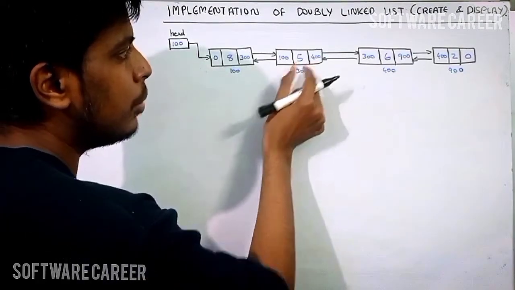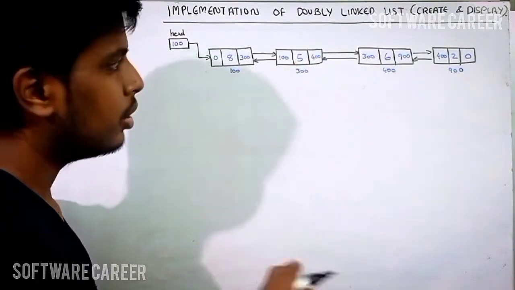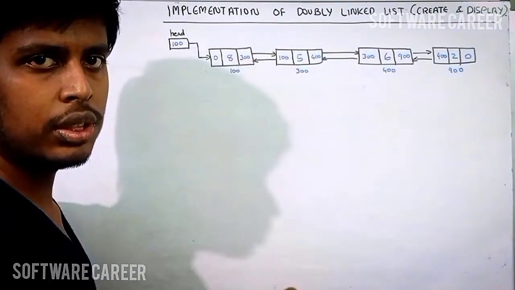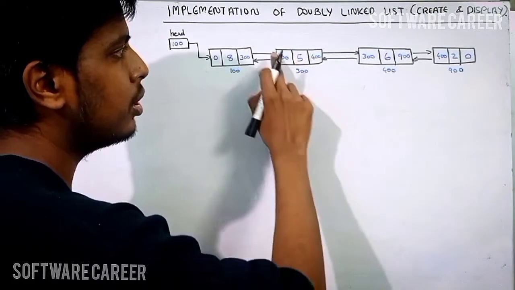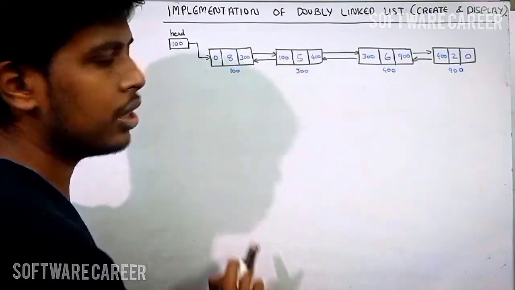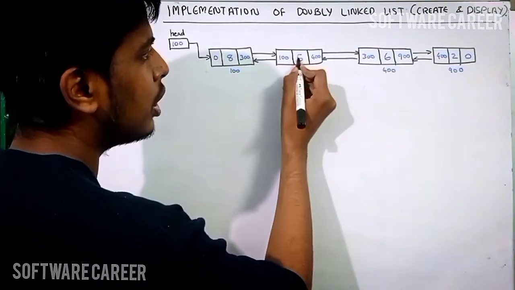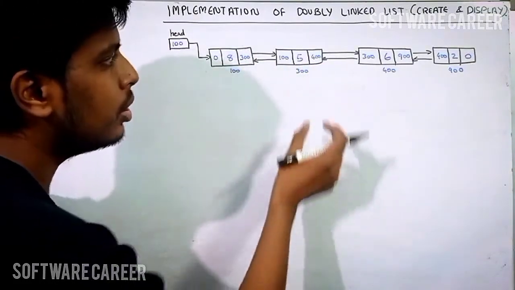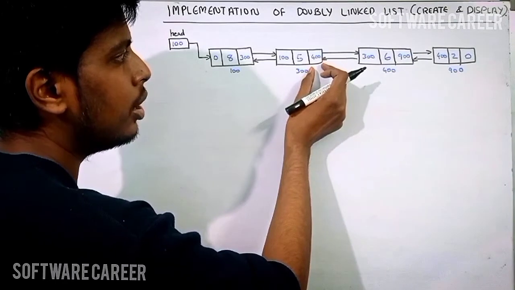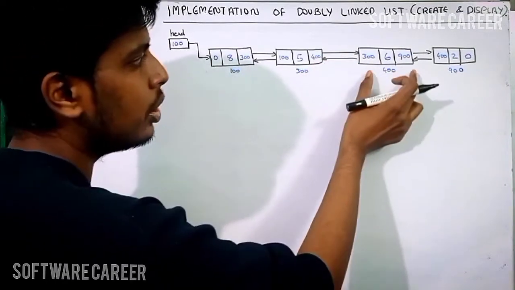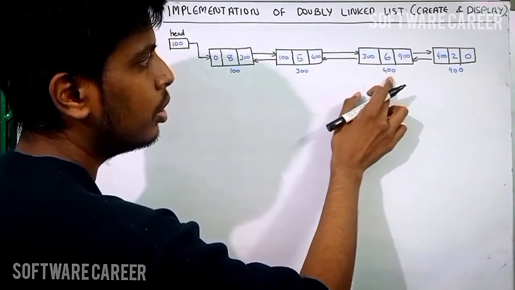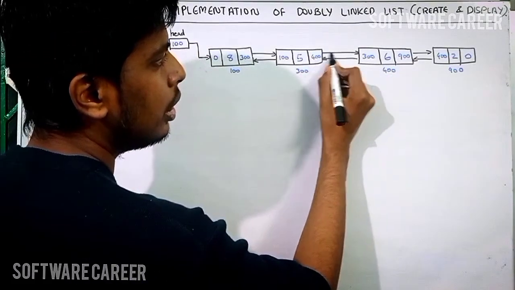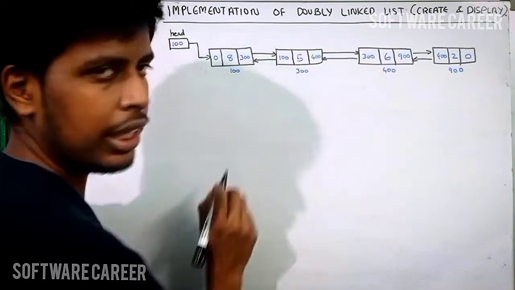Now this middle part is known as the data part. This data part is used to store the data value in that node. Suppose you want to store 5 in this node, you can store it here. Now this third part is called the next pointer part. This pointer is used to store the address of the next node. The address of this node is 400, so 400 is stored here. So the link is created in the forward direction.